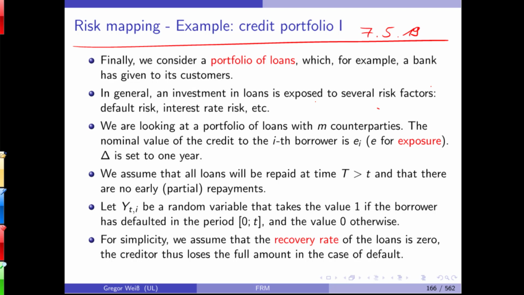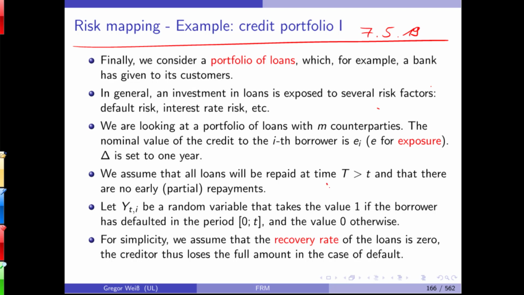We assume that our loans will be repaid at time capital T larger than small t, so there is still some time left on each loan, and that there are no early partial repayments. Then let Y_T^i be a random variable that takes the value 1 if the borrower has defaulted in the period 0 up until T, and the value 0 otherwise.